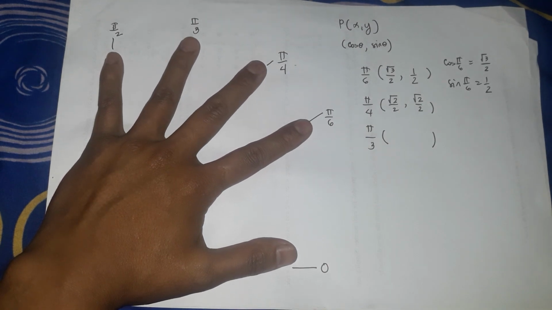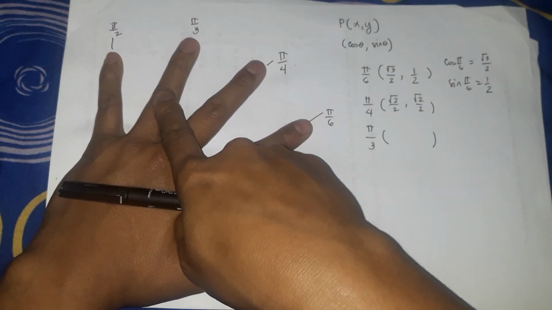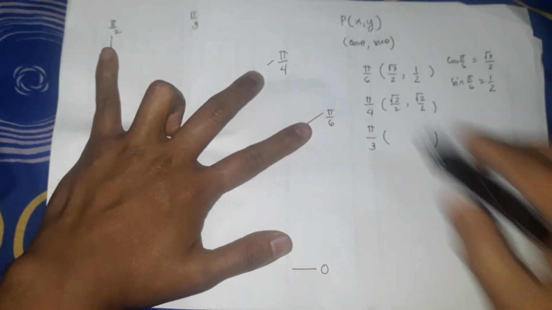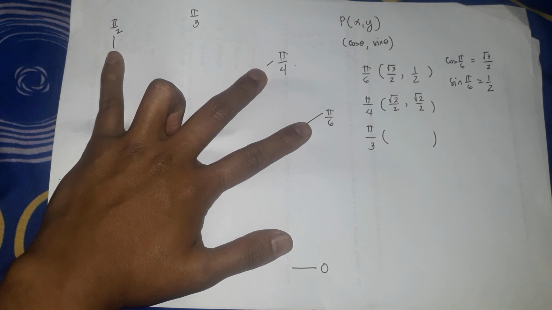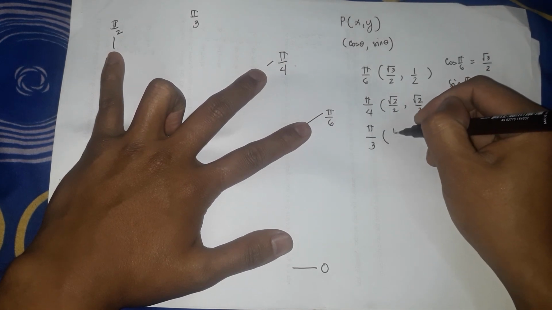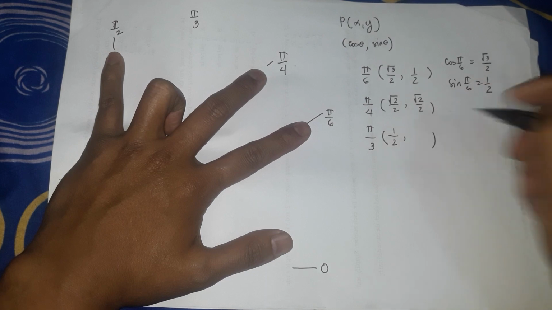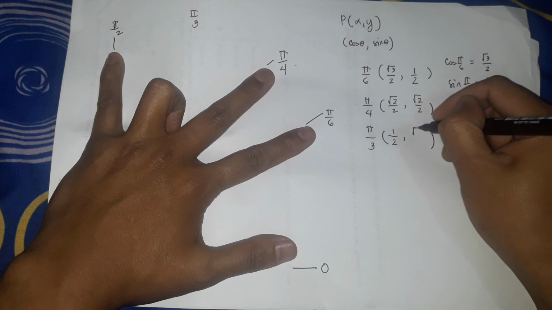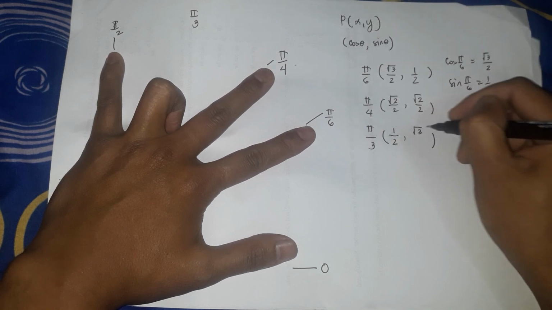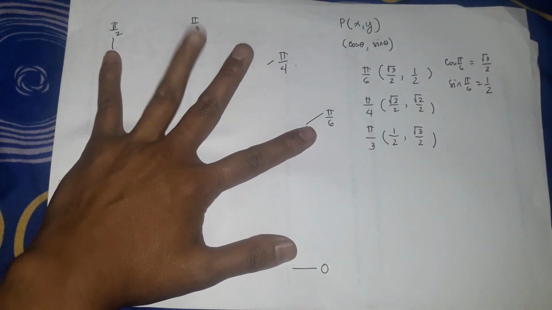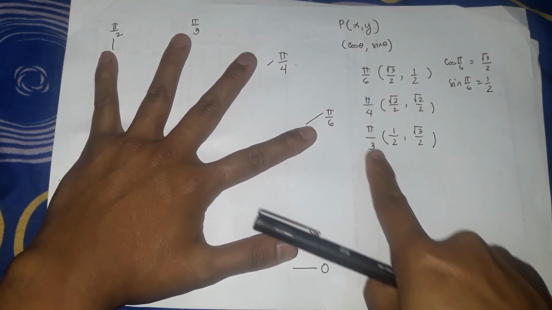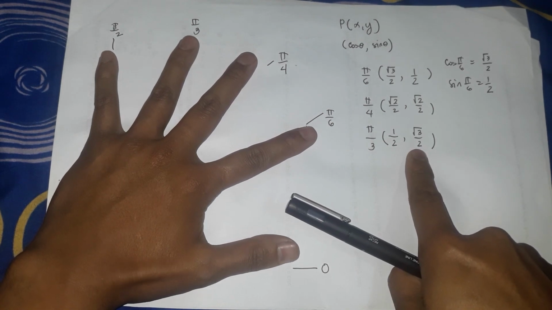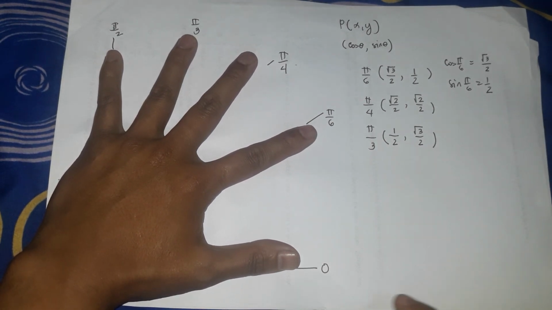For pi over 3, that's the ring finger, you will notice that there is only 1 finger on its left, so you say it's square root of 1, which is 1, over 2. And then there are 3 fingers on its right, so that will be the value of your sine pi over 3, so that's square root of 3 over 2. Which means cosine pi over 3 is 1/2, and sine pi over 3 is square root of 3 over 2.